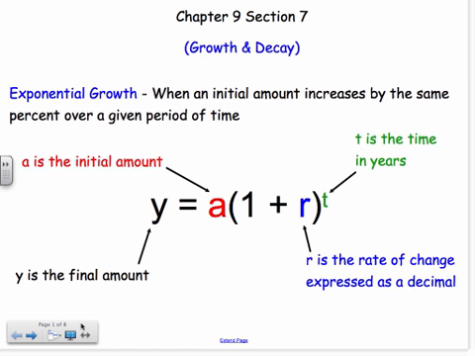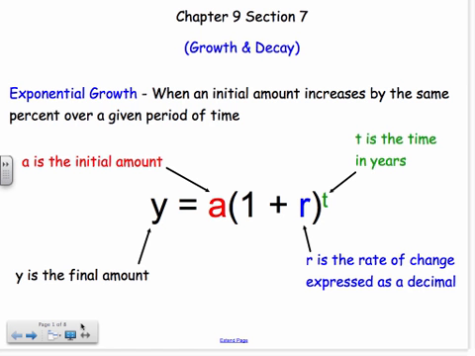It says when an initial amount increases by the same percent over a given period of time. There's a lot of cases when this happens. Your investments, bank accounts, things like that, they will increase over a given period of time. Population, all kinds of things. There's a bunch of things that we could use.